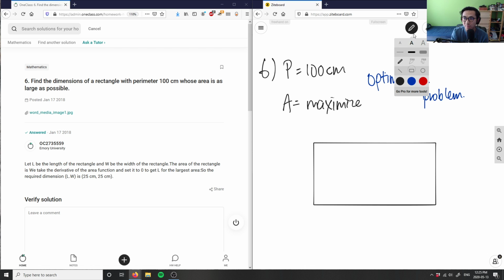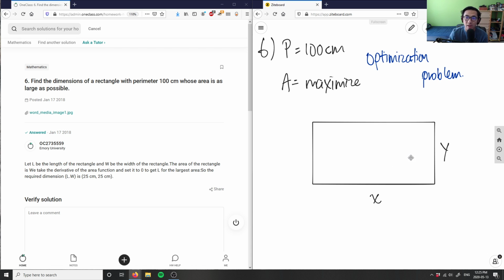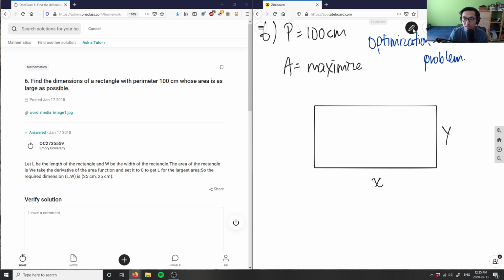So I have the dimensions of a rectangle with a perimeter of 100 centimeters. So here, P would equal 100. I have written down here, and whose area is as large as possible. I can say this side equals X, and this side equals Y. X is going to be the length, and Y is going to be our height. Now what we can do is write an algebraic expression, or two algebraic expressions, for the perimeter, right?